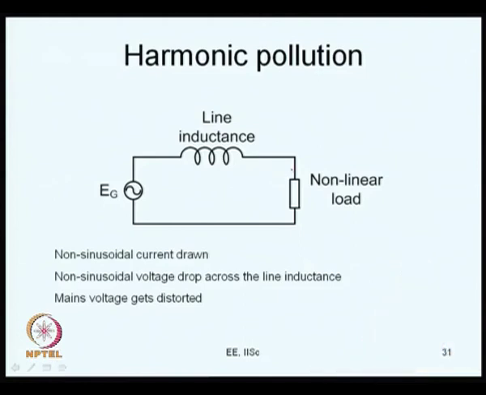Because of the non-sinusoidal current drawn by the non-linear load, the non-sinusoidal current also flows through the line inductance. This is the model, this is your grid voltage. The grid can be modeled as a series voltage source and an inductance. So, the non-sinusoidal current drawn by the non-linear load results in a non-sinusoidal voltage drop across the inductor, and therefore, the mains voltage is non-sinusoidal. This is what is called harmonic pollution due to non-linear loads. We will discuss in detail in the next lecture, and we will also discuss how to compensate for this, which is called harmonic or current compensation.